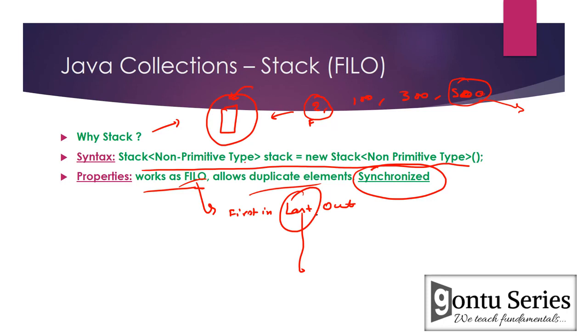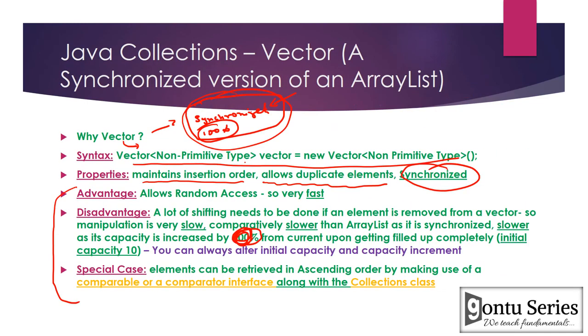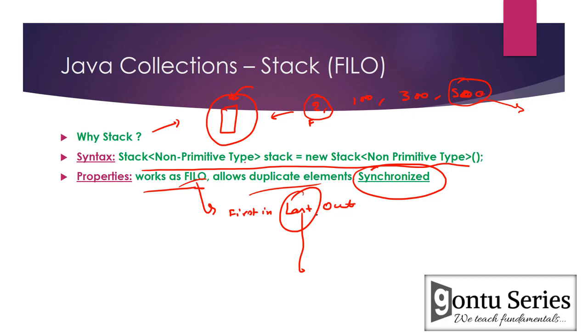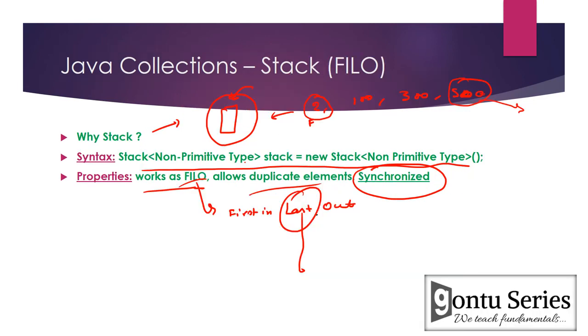Now, the important point you have to understand is, we have so far looked at an array list, at vector, and at stack. All of these, array list, vector, and stack, internally work on the principle of arrays only. So whatever I explained for an array list, it creates an array of size 10 in the beginning, and then it goes on increasing its capacity by 50%. This is true for an array list.